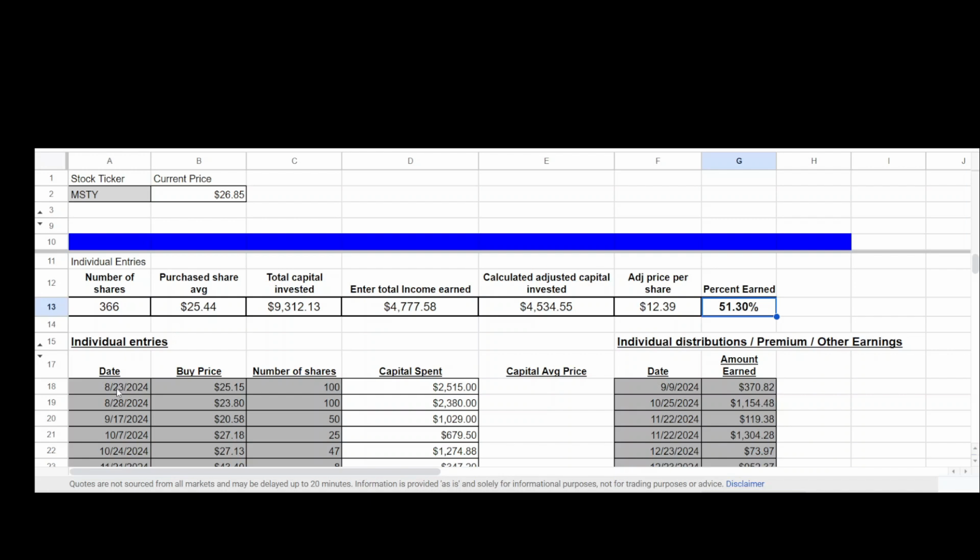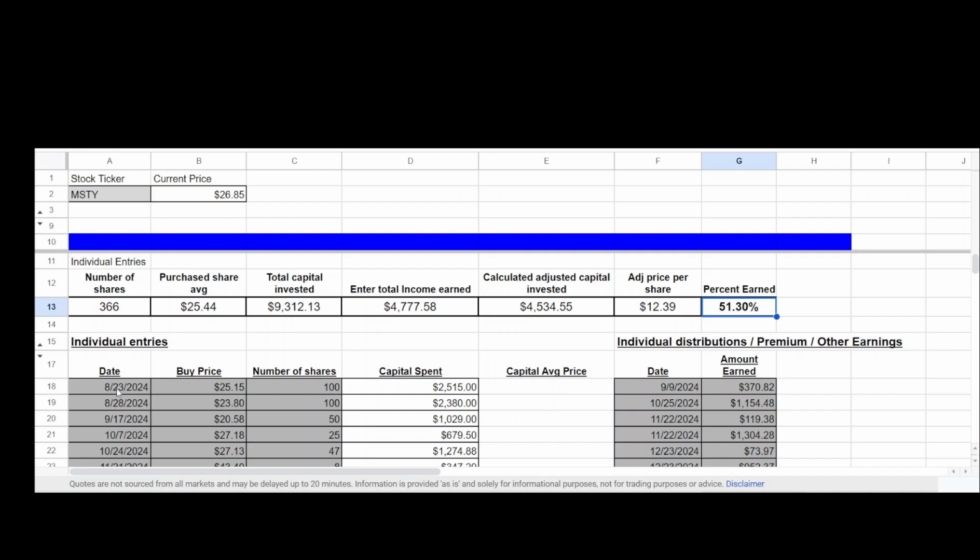So what do you think about this? I kind of like this. I like the way I'm looking at it now, looking at that adjusted price per share, because that really tells me where I'm at, what my actual price per share is.